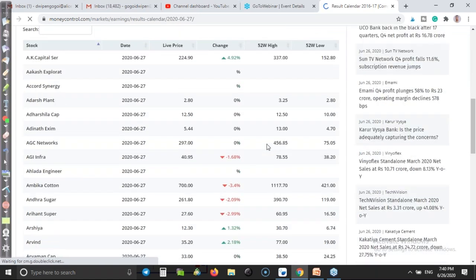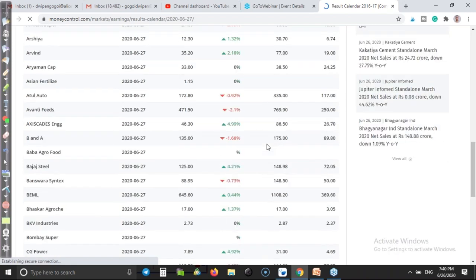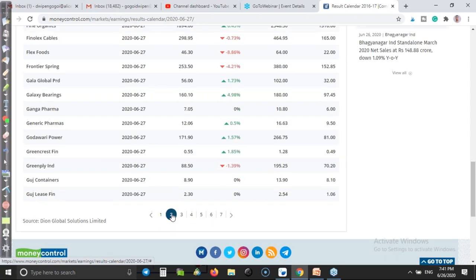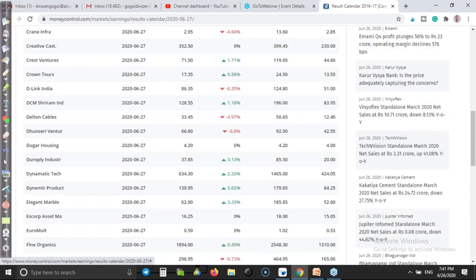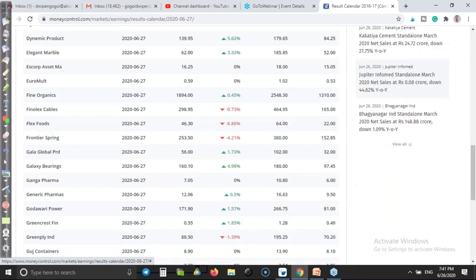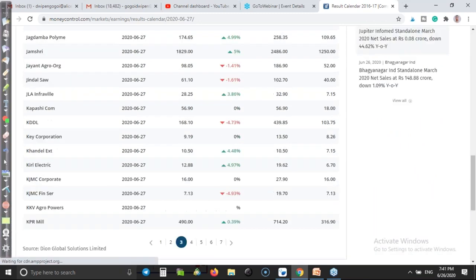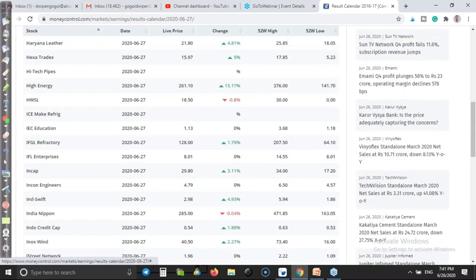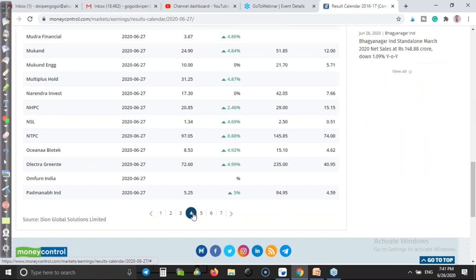Let's check it. Here you can see all companies are here. Let's check which company will be better. We just find out option stocks. Let me check which company will be better for me. I need a good company, right? Let's check the companies going to release the earning report. Okay, Indian Nippon, Incap, High Tech Paper, Hexa. Let's check one by one.